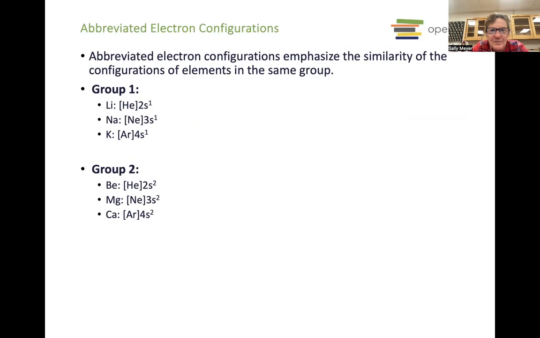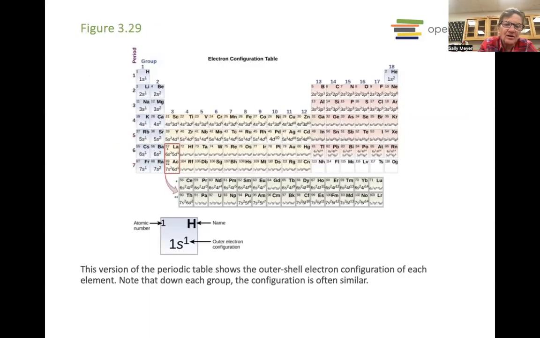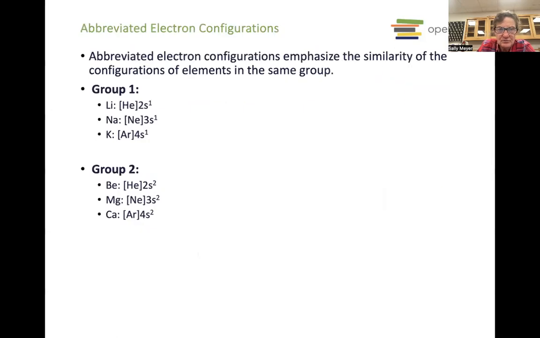So these are just some abbreviated electron configurations, and it shows you why the periodic table has the shape it does. So lithium, sodium, and potassium are all in group 1. A group is a column, and this shows you why that's true, because they all have the same number of valence electrons in the same type of orbital. Lithium has a 2s1 valence, sodium has a 3s1, potassium has a 4s1. Therefore, they're going to have similar chemical reactivity, so they're in the same group.